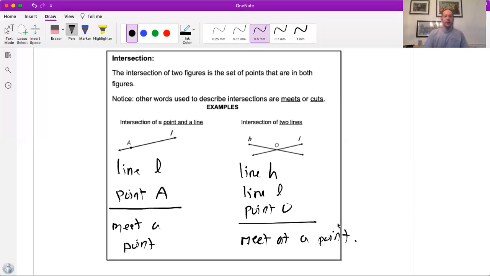So I don't think I'll ever use the word cut to describe an intersection. You can see I use the word meet here. But line L and point A intersect or meet at a point, and any 2 lines, L and H, always meet at a point.